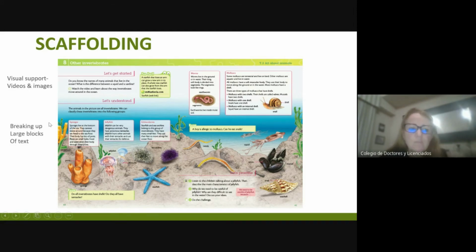Then breaking up large blocks of text, okay? So this is much more manageable if I just have to read this. It makes me feel I've achieved something before I move on to the next block. So this is also a big help when it comes to bilingualism.